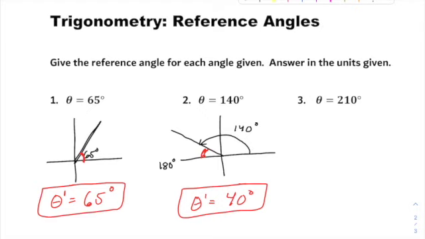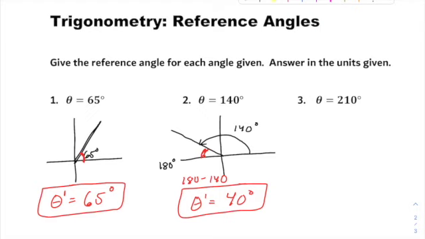If you don't know how I just got that, you're doing 180 minus 140, and that's going to leave you with 40 degrees. And that's really what's going to happen anytime you're in quadrant 2. If you want to find the reference angle, you're always going to do 180 minus that angle. So that'll tell you how far you are away from there.